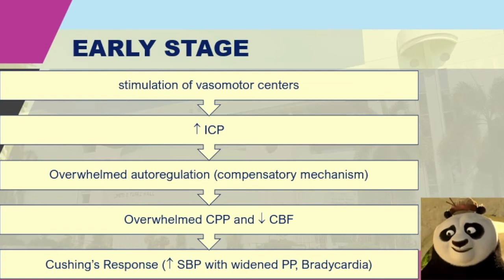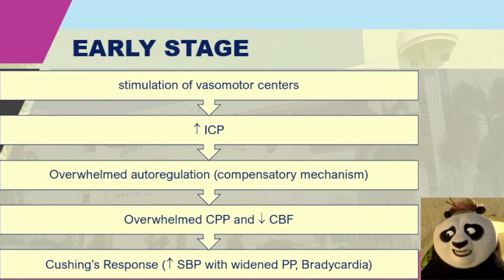Your Cushing's response, class, is actually a hypothalamic response to the brain ischemia wherein the sympathetic nervous system is activated. Okay, this is a hypothalamic response to your ischemia wherein your sympathetic nervous system would be activated. This activation, class, of your sympathetic nervous system would cause peripheral vascular resistance with subsequent increase in blood pressure. Okay, resulting in an increase in your systolic blood pressure with widened pulse pressure and then bradycardia. Now, class, notice that what is increasing is only your systolic blood pressure.